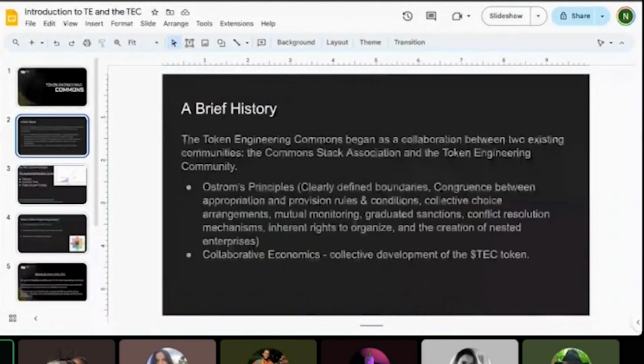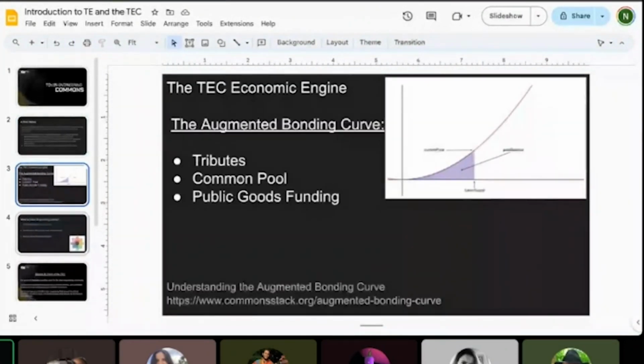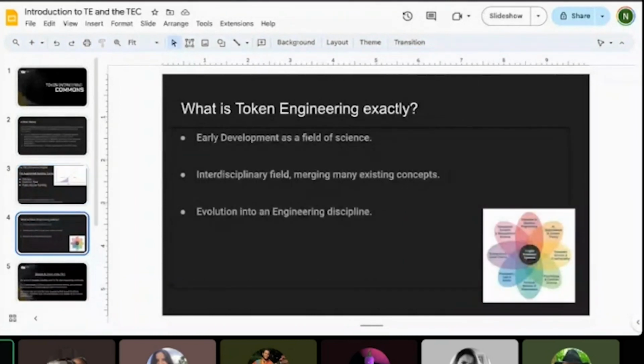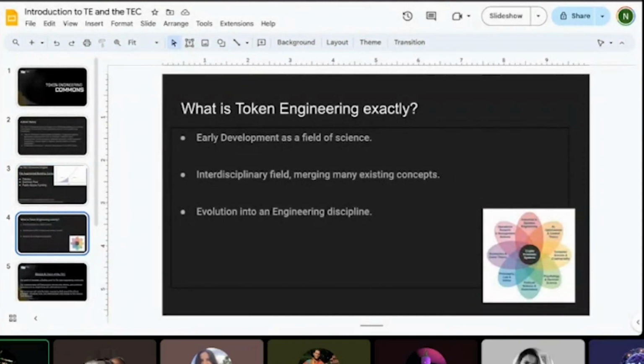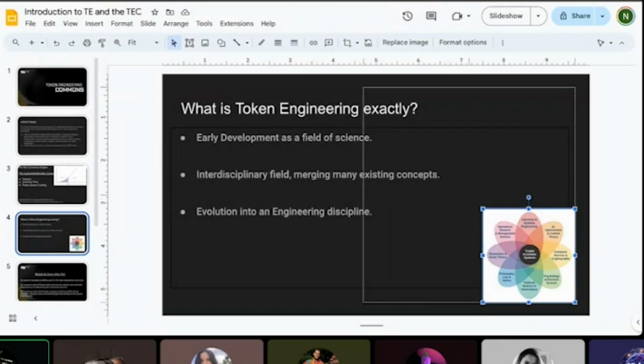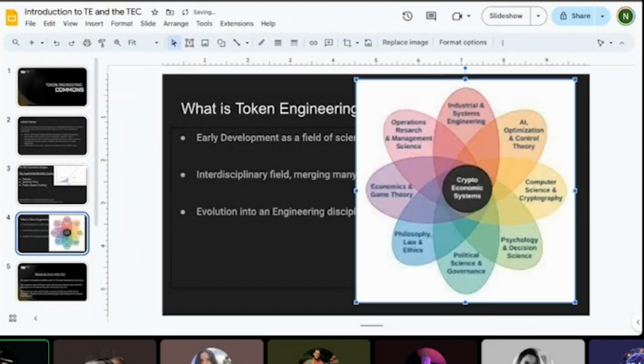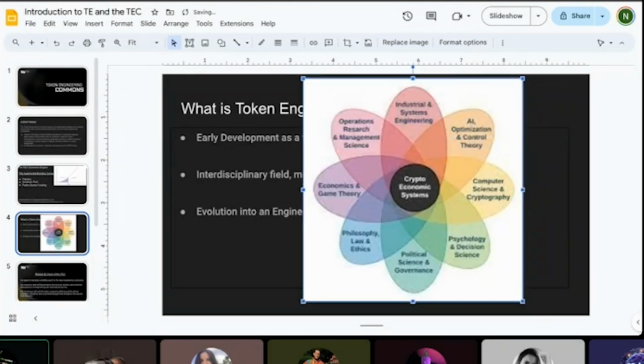So I went over the brief history and the economic engine that I'm really fond of. But what is token engineering exactly? This is something that I wanted to answer. The early development has been as a field of science. Most of you understand token engineering as a conglomeration of interdisciplinary fields for crypto economic systems. This is called the token engineering flower.